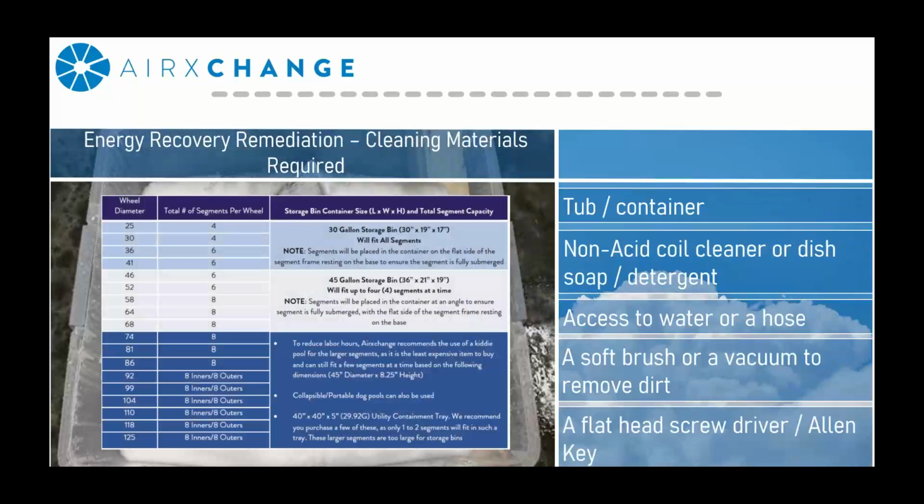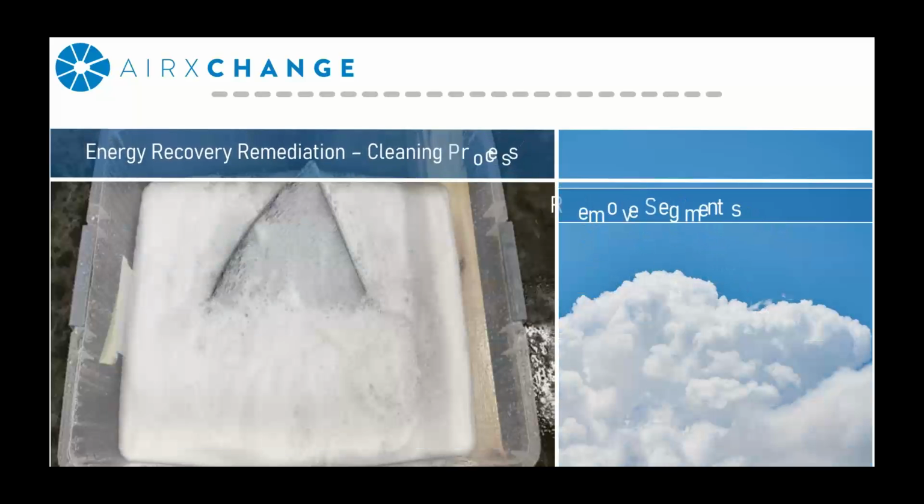Okay, so once the segments are removed, what additional materials are you going to need? Well, you're going to need a large container, and feel free to use this chart on the left, which is on our website, to determine the relative size of tub you're going to need. You're going to need a non-acid-based coil cleaner or any type of standard dish soap or detergent. You'll also need access to water and a hose, a soft brush or a vacuum to remove any embedded or lightly embedded dirt, and a flathead screwdriver and an Allen key. So it's a pretty simple process.